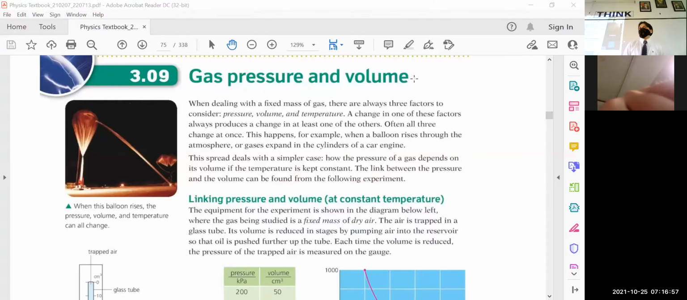In our last lesson, we discussed a very important topic, barometer and manometer. Barometer is a device which is used for measuring the atmospheric pressure. And on the other side, we have manometer.